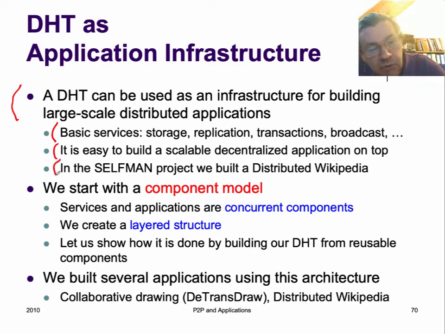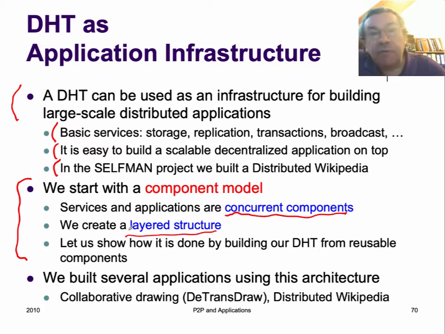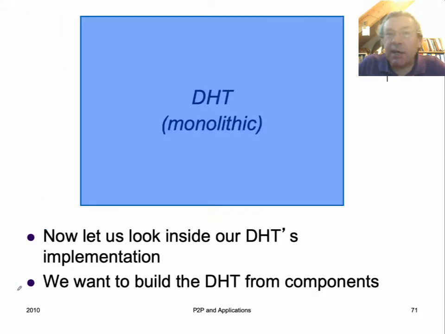In the Selfman project, we actually built a distributed Wikipedia, which I'll show in a few minutes. So the idea is to start with a component model in a similar way to which we defined algorithms in this course. So services and applications will be concurrent components, and we make a layered structure of these components, and the application can be built on top of this. We built several applications using this, and typical application infrastructures that you can find are inspired by the same kind of approach. So here, let's take a look at our DHT.